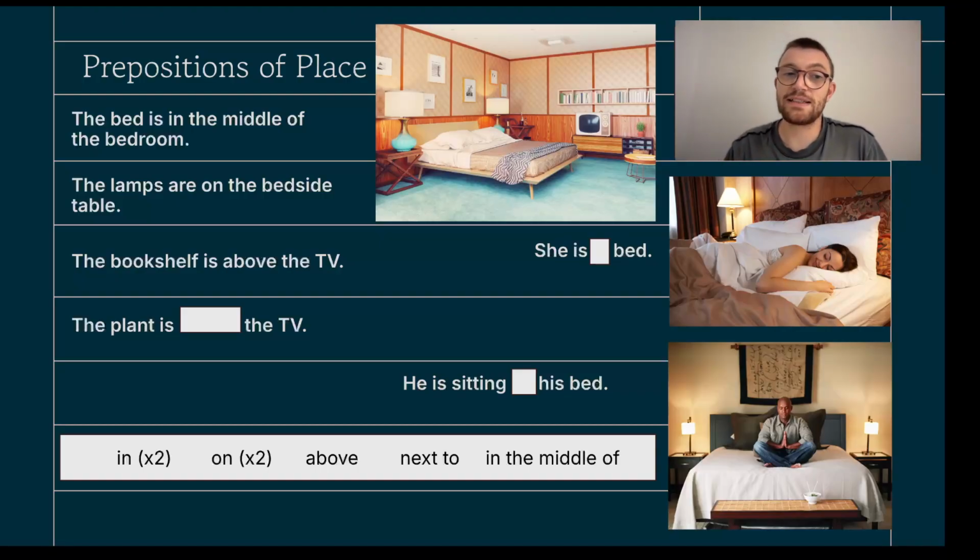The plant, we've got this little tiny plant. Hopefully you can see it. The plant is the TV. The plant is not on top of the TV. The plant is not in front of the TV. The plant is not under the TV. The plant is next to the TV. It is on the side. It is next to. Right.